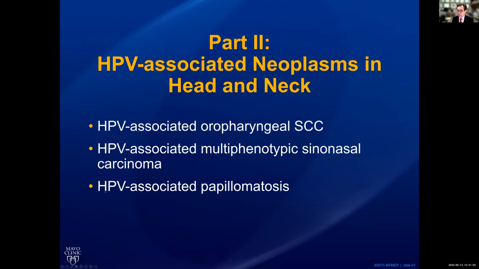And within this part, we are going to introduce three areas. One is HPV associated oropharyngeal squamous carcinoma. Second part is HPV associated multi-phenotypic sinonasal carcinoma. The third part is HPV associated papillomatosis. The reason we include these three has to do with the different types of HPV.